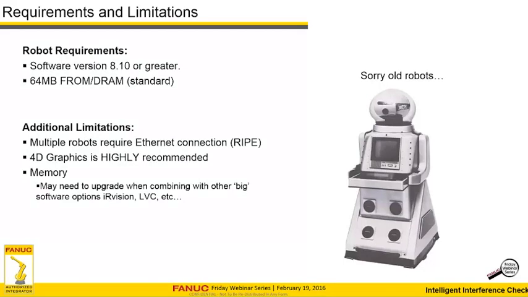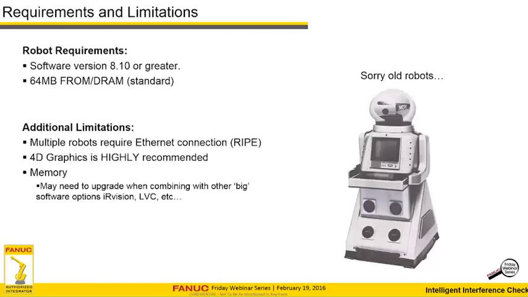Going into the requirements and limitations of Intelligent Interference Check. Robot requirements are software version 8.10 or greater, 64 megabytes FROM DRAM, which shouldn't really be a problem because that's standard on our units now. Additional limitations, multiple robots will require an Ethernet connection.